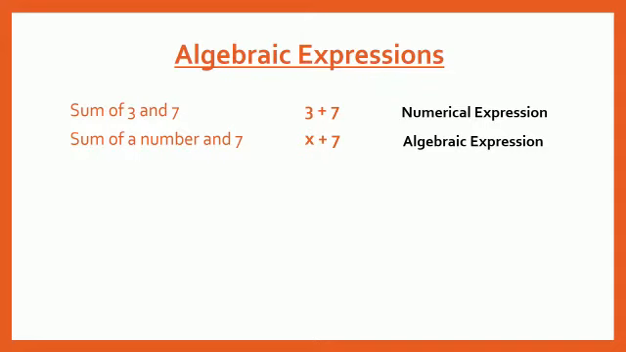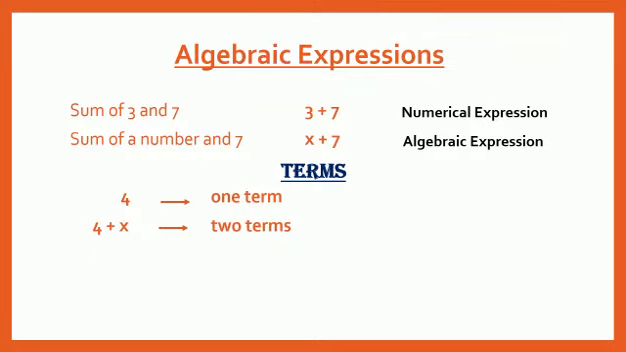Apart from algebraic expression, the most important concept is terms. Look at the number 4. It has only one term, and 4 plus x has two terms, where 4 and x are separated by the sign plus. What about 4 divided by x? It has only one term, because one term divided by another term gives us only one term. So plus and minus separate the terms, multiplication and division do not separate the terms.